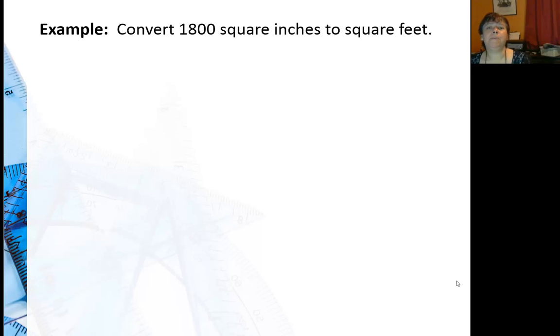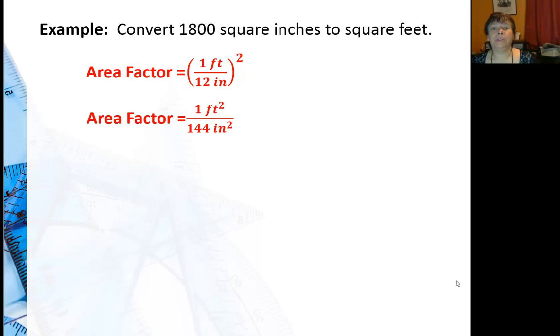In this example, I'm going to convert 1,800 square inches to square feet. Square inches means it's area, and I don't even really have to know it's area. I just need to know that I'm going to square things. So my area factor is, I'm going to square feet, so I'm putting the 1 foot on top, and I'm changing from inches, so I put 12 inches underneath. And the exponent is a 2. Now that 2 is on everything in there. So it's 1 squared, foot squared, 12 squared, and inches squared.